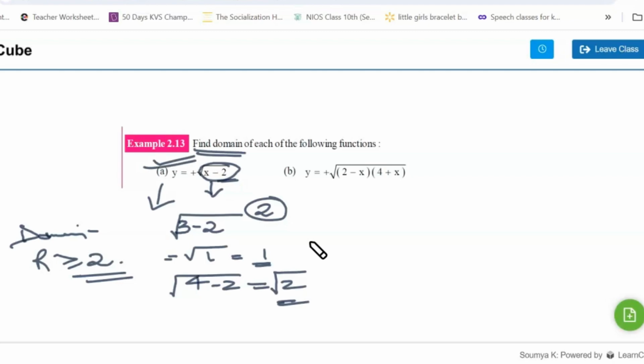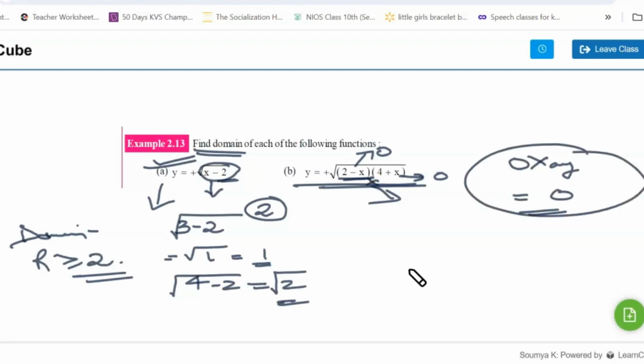Let's move on to this question. Domain in this case, for this question, you have to make this a positive value. If any of the terms gets converted to 0, if this becomes 0, the whole term will become 0. If this becomes 0, the other terms will be 0, because it is getting multiplied. So 0 multiplied by any number will always give you 0. So that is the reason for this.